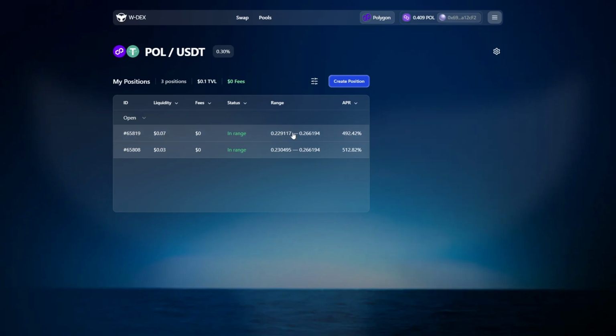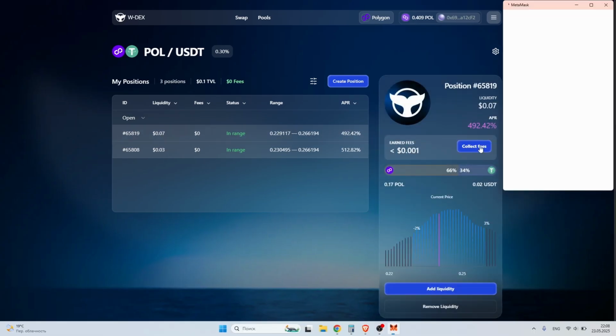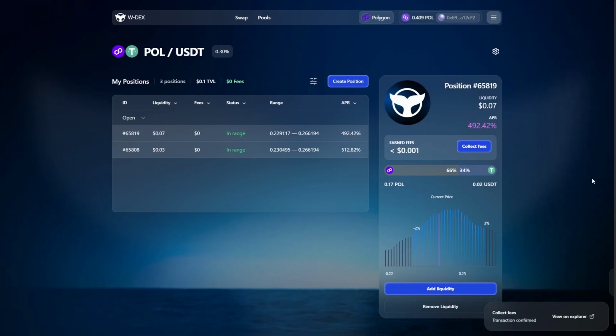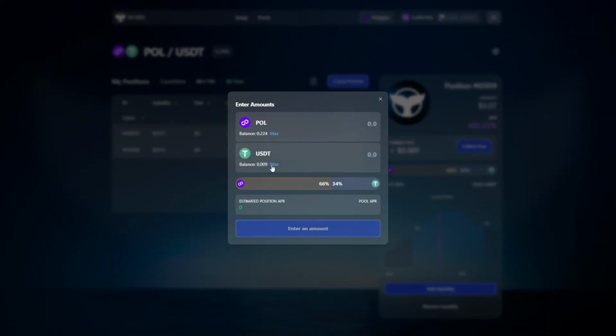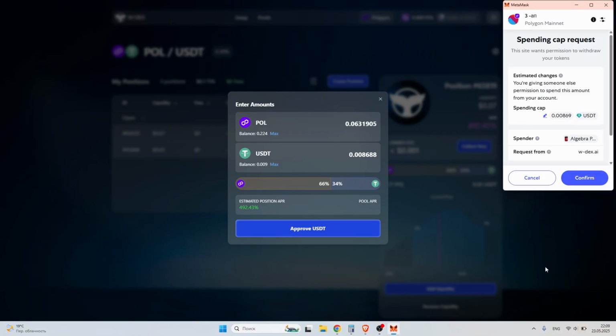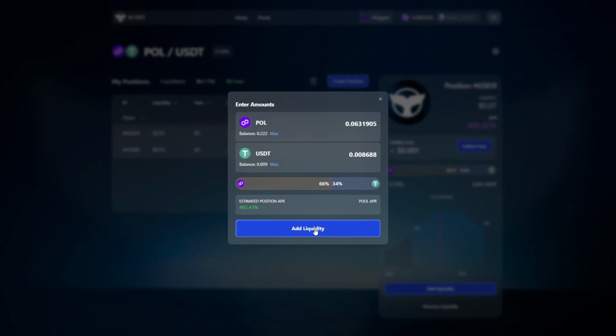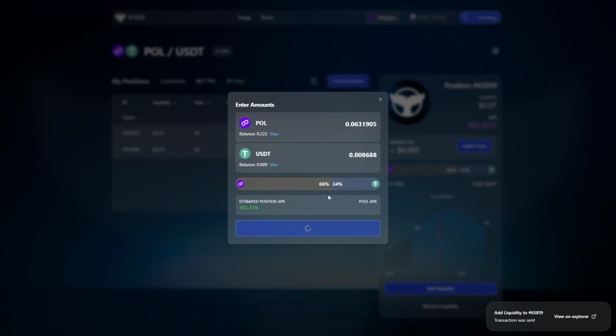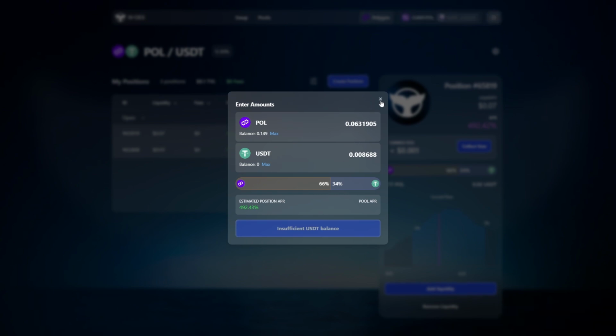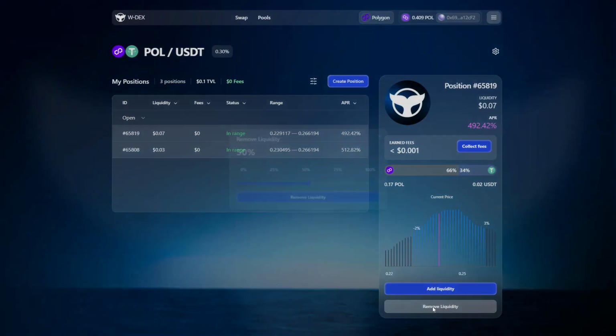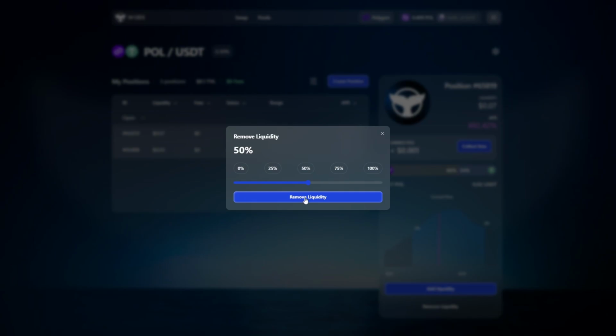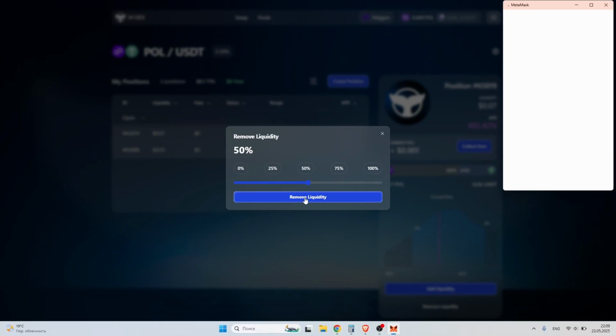At any time, you can use these functions: collect fees from completed trades, add, or remove the provided liquidity, either partially or in full. To do this, simply go to the My Pools tab, find the pool where you previously provided liquidity, and select the desired function. After each action, confirm the transaction in the pop-up MetaMask window.